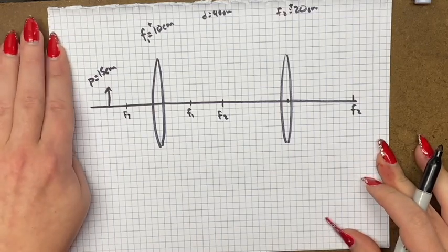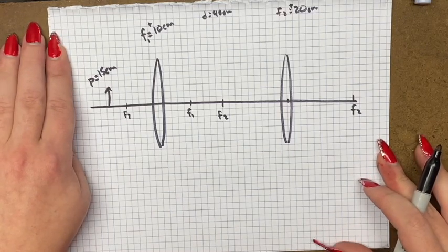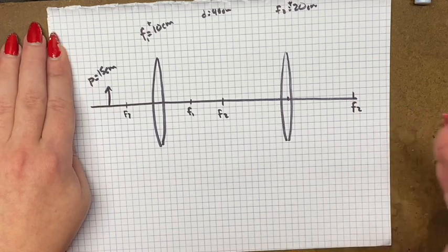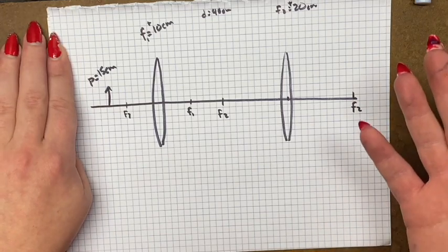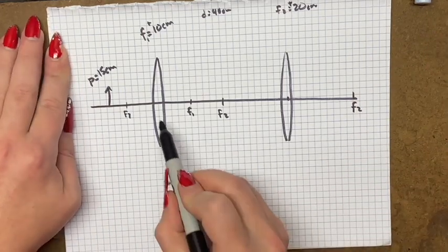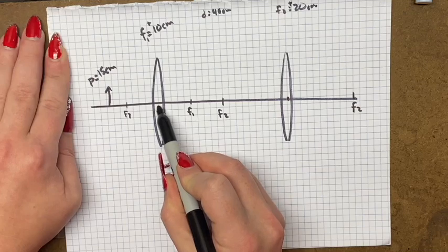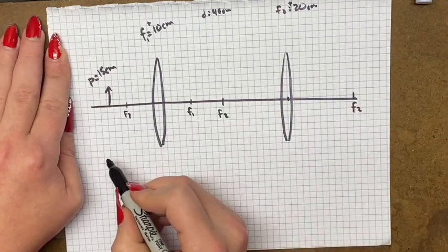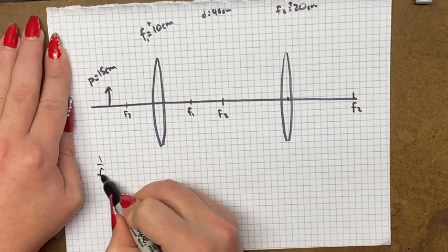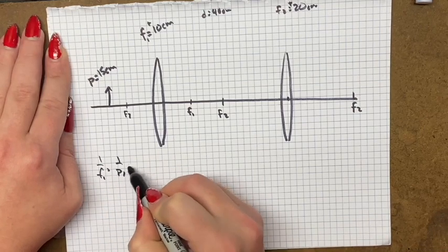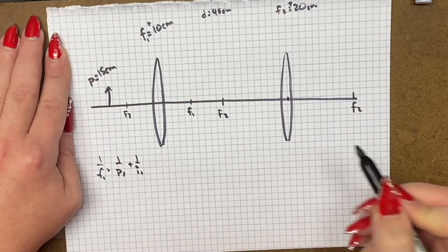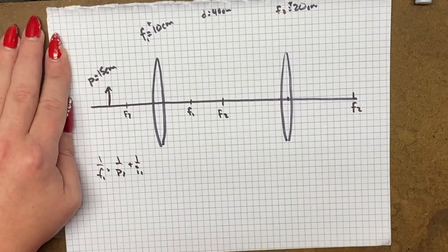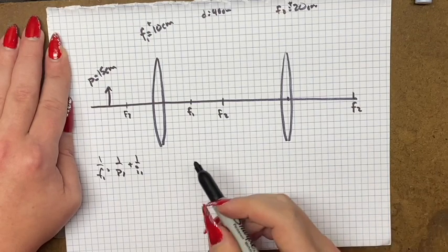Okay, and we will hope that this works out the way we expect it to. How do you deal with a multi-lens system? You don't. Just do each lens individually. So treat everything according to lens 1 first, and then just see how it works out. For lens 1, I get 1 over F1 equals 1 over P1 plus 1 over I1. And we want to find all the information about the final image.